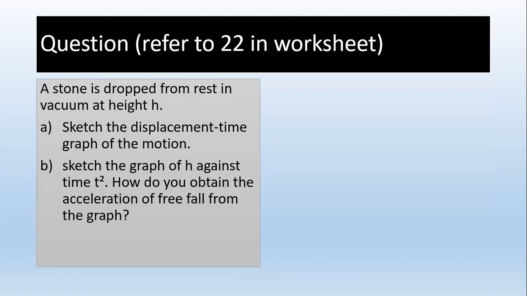Okay, we will be drawing this graph. A stone is dropped from rest, in vacuum, at a height h. Sketch the displacement-time graph for the motion. We're dropping a stone in vacuum. Sketch the height against t squared. How do you obtain the acceleration of the free fall from the graph?